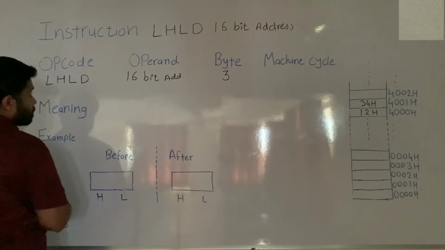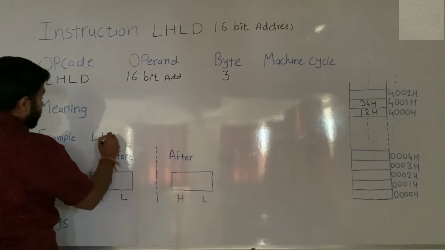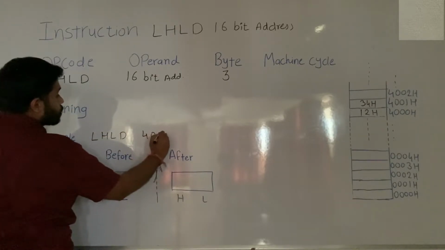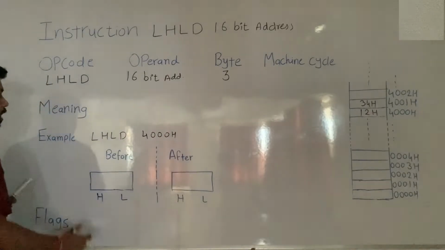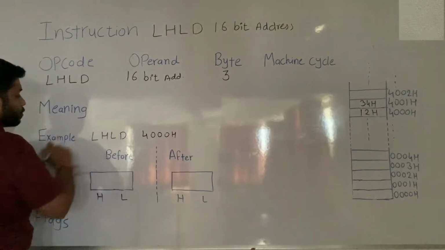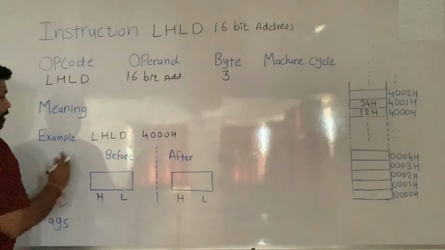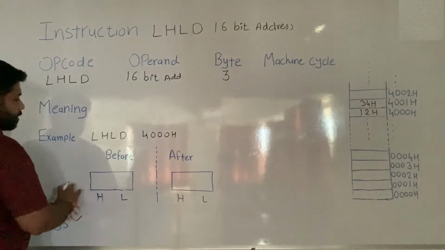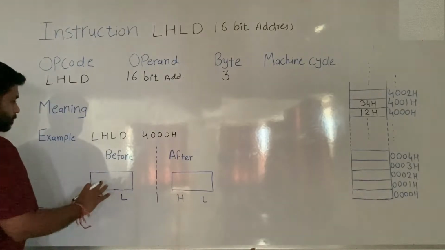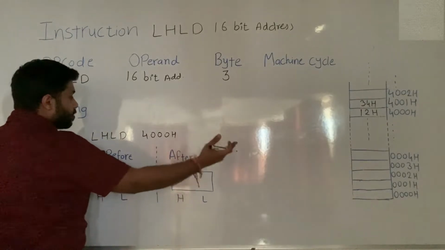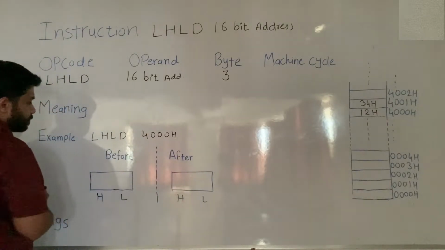The example is LHLD 4000H. Now you know that data from 4000H will be transferred to the HL pair. Before the execution, suppose the HL pair is empty, there is no data present. After the execution, the data from 4000H will be transferred into the HL pair.